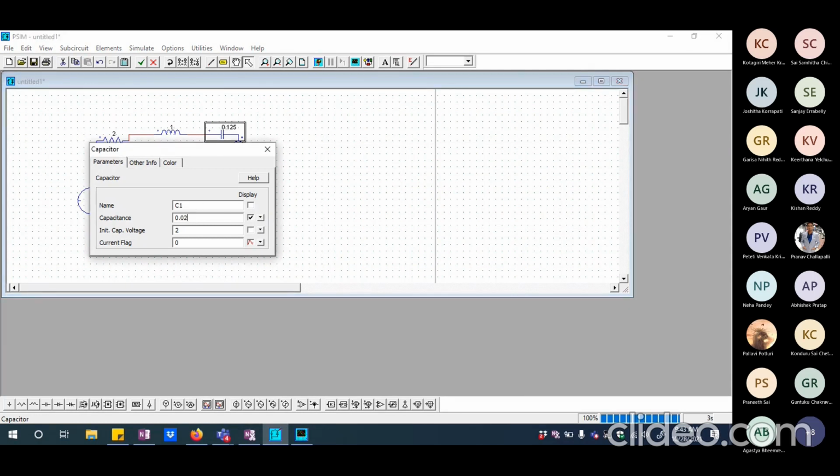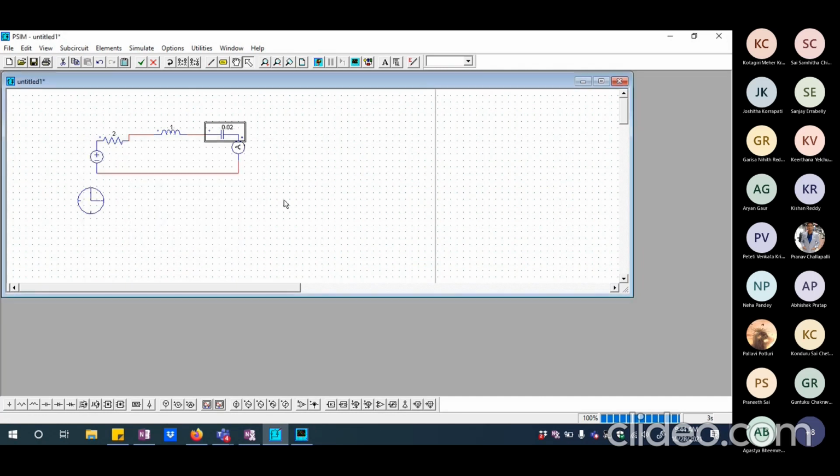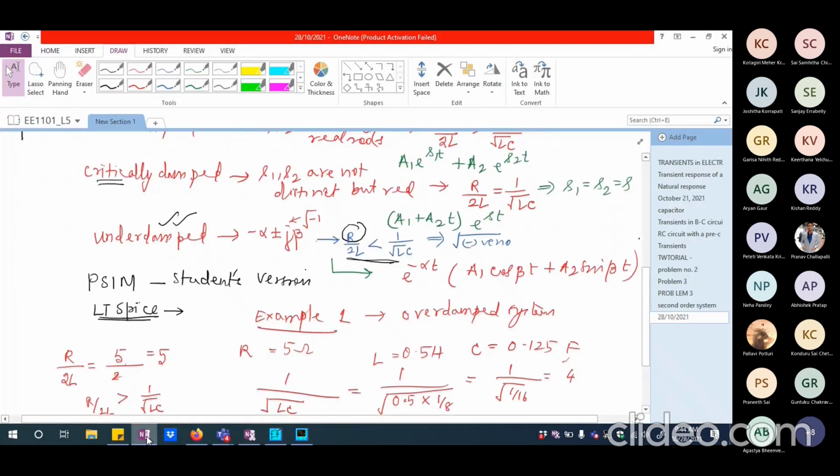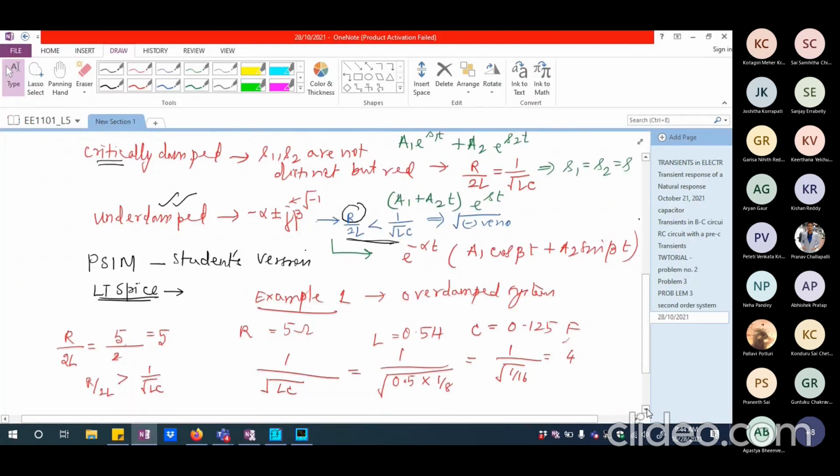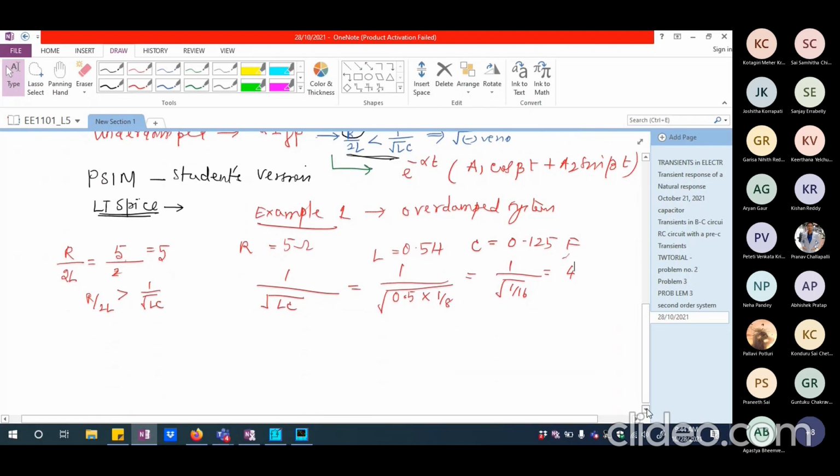Let's calculate again for this. Okay, so let me try to go back here and calculate this for example 2. So let me take these values for example 2.